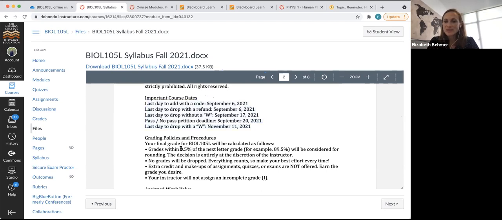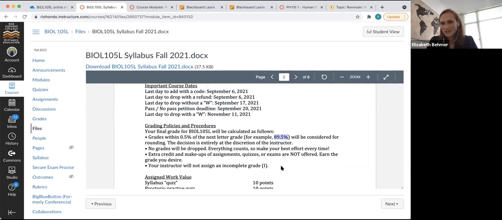Grades within 0.5% will be rounded. So for example, if you have an 89.5%, I will most likely round that up to a 90%, which would be an A. No grades are dropped. So I don't drop any grades.